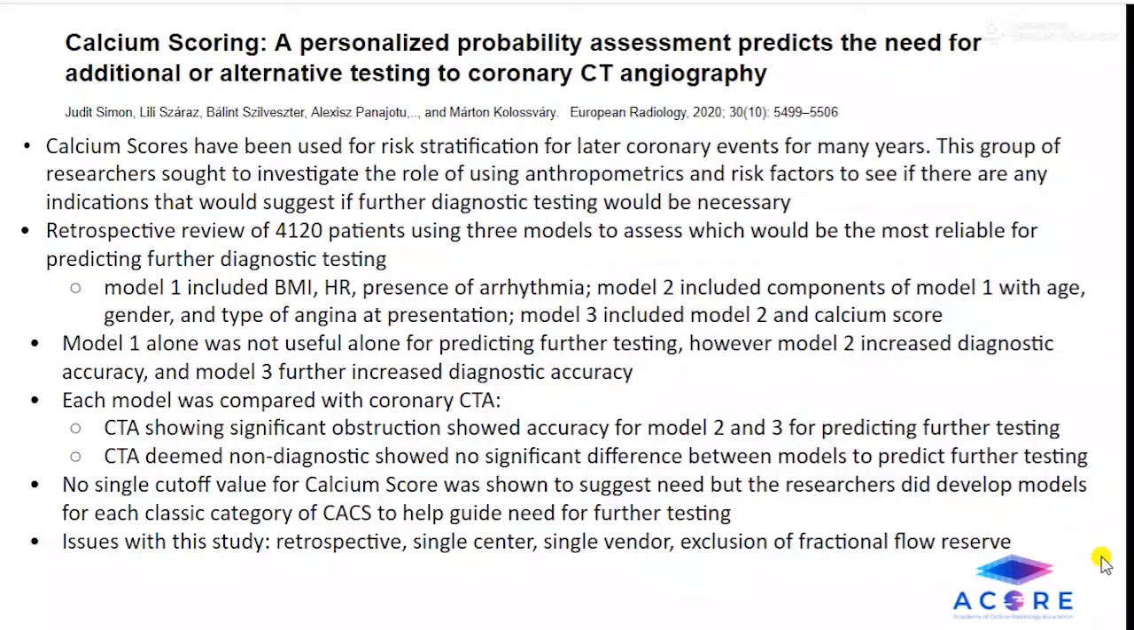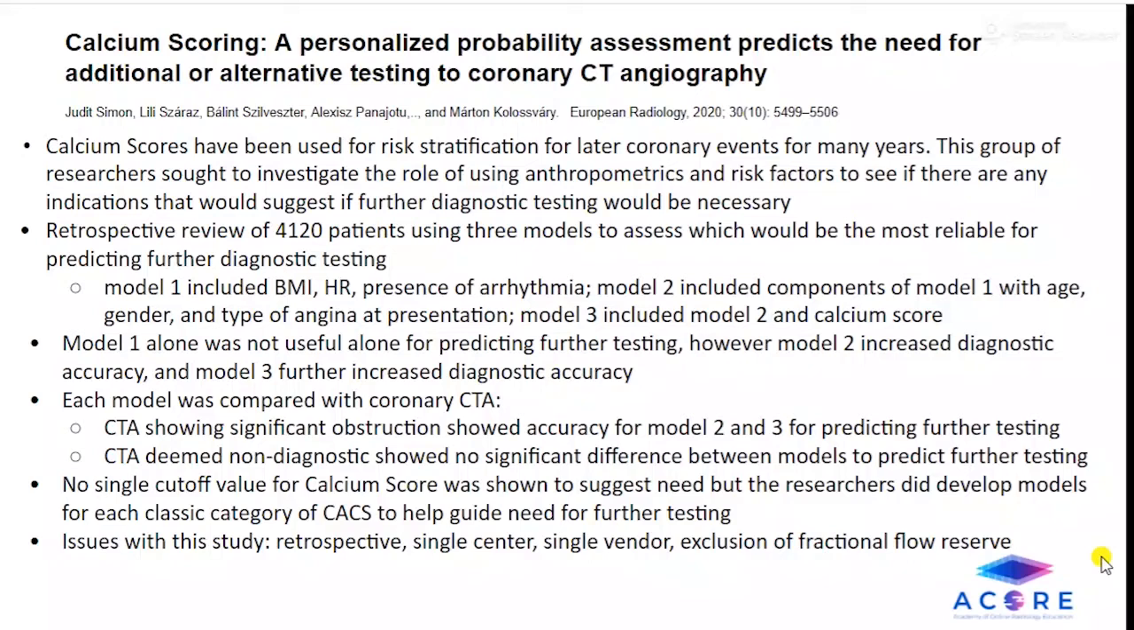Additionally, the researchers wanted to evaluate the classical different grades of calcium scores. For reference, that's 1 to 10, 11 to 100, 101 to 400, 401 to 1000, and greater than 1000, with a relation to the type of angina presentation, heart rate, and arrhythmia. They found that due to the importance of each of these factors in regards to cardiac risk, there was no single cutoff value for coronary artery calcium score that would predict the need for further cardiac diagnostic testing. However, through their research, they were able to develop tables that incorporated each factor, which allows for guidance to determine if further downstream diagnostic testing is needed.